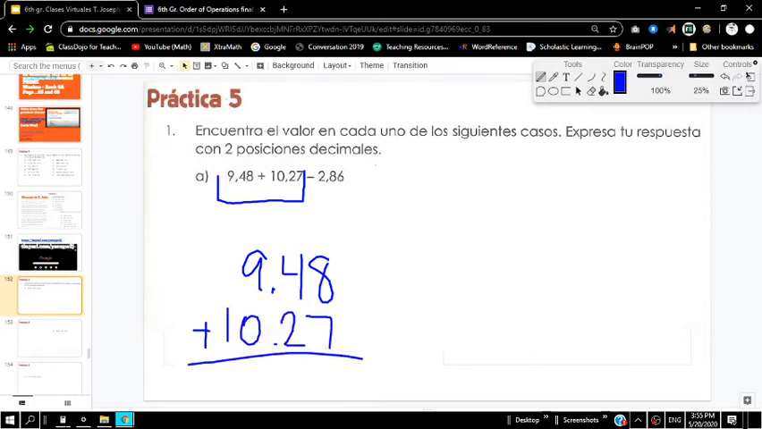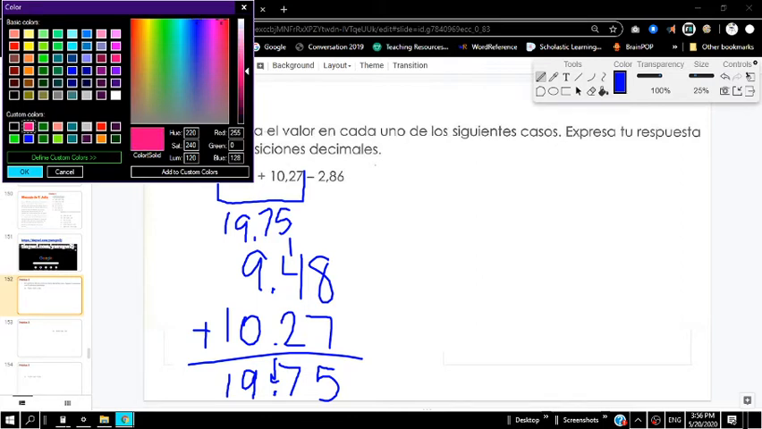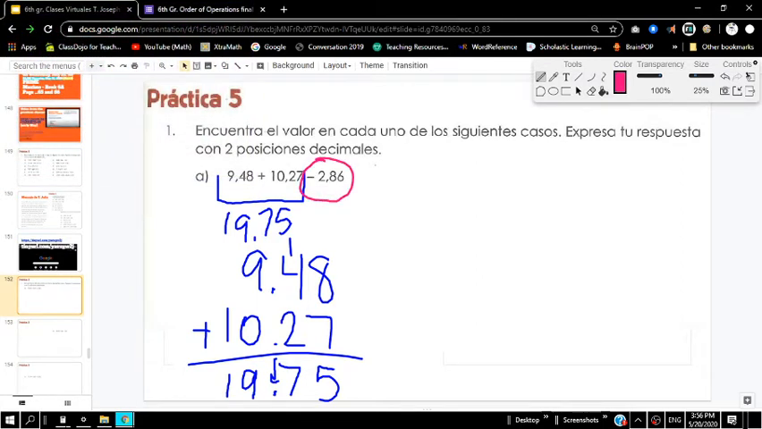Seven plus 8 is 15. 4 plus 2 plus 1 is 7. And 10 plus 9 is 19. I'm going to bring my decimal point into my answer. So our first part of the problem is 19.75. All right, now I'm going to subtract the second part. Let me change my color so you can see that. Now I need to do the second part of the problem.